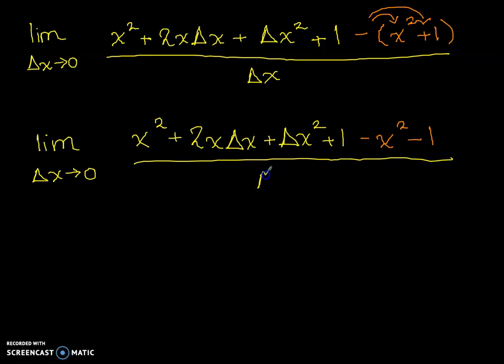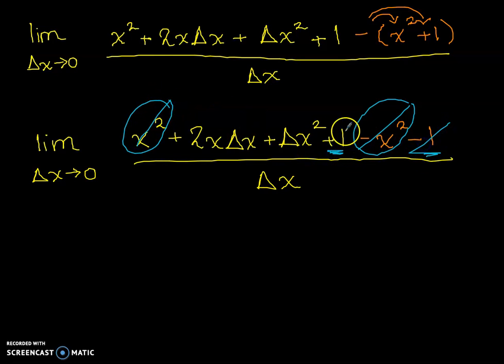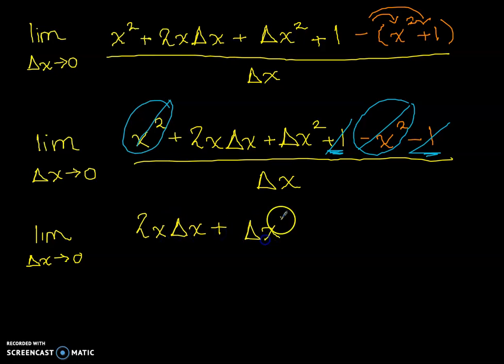So from here, again, I'm just going to work on the numerator and just combine like terms where I can. I have x squared and I have negative x squared. That's gone. I have 1 and negative 1. That's also gone. So from here, I'm left with the limit as delta x approaches 0, 2x delta x plus delta x squared all over delta x.